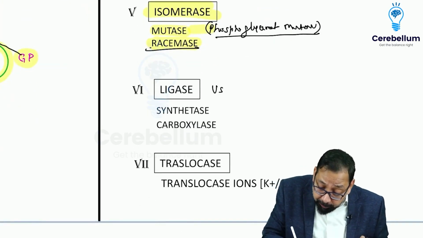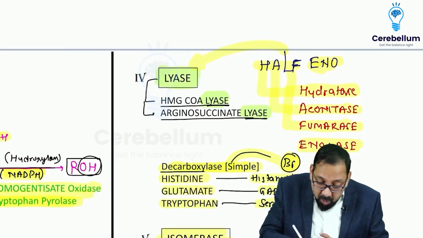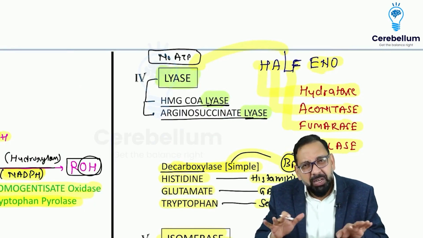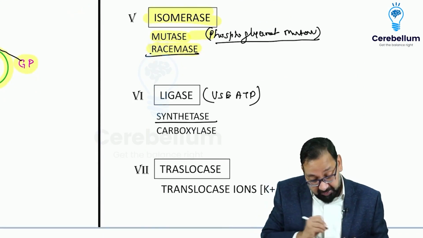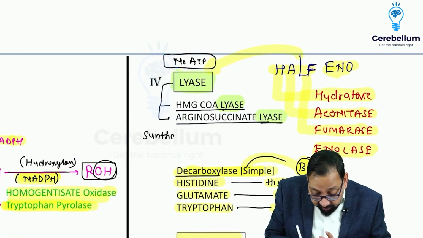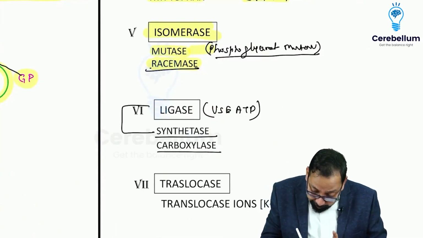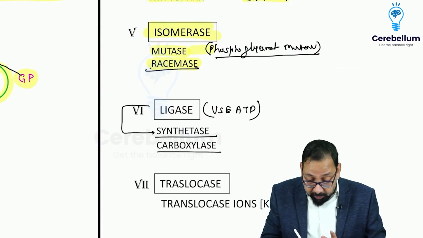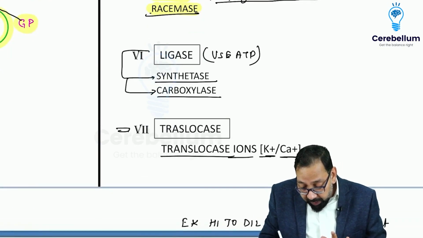Ligase uses ATP. Lyase, no ATP used. तोड़ना आसान है, जोड़ना मुश्किल. Lyase, no ATP use. Ligase, ATP is used. Examples of ligase: synthetase, carboxylase. I told you synthase is lyase, no ATP used. But synthetase, ATP is used. Even in pronunciation, you require more energy. ATP is used, that is ligase. Carboxylase, ligase, and the class number 7 is translocase: ion, potassium, calcium.